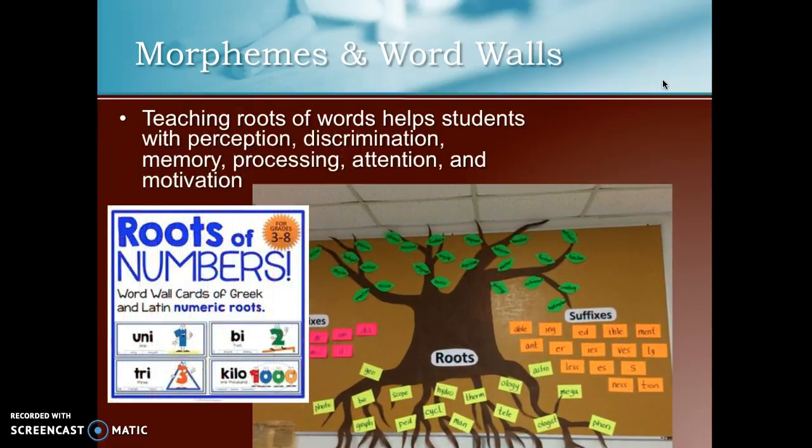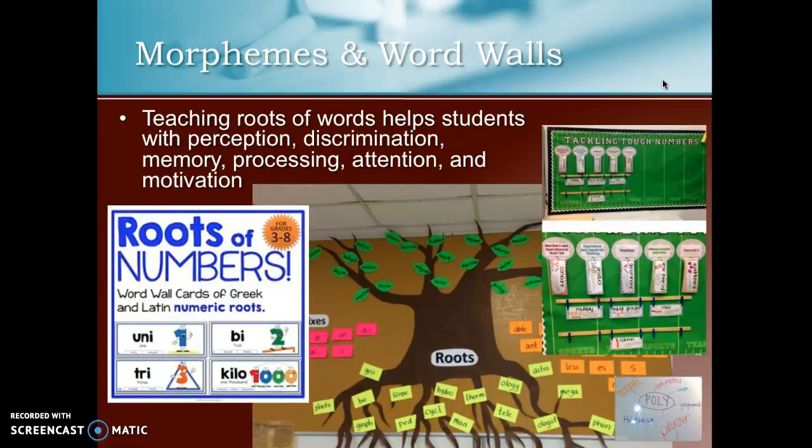So teaching roots of words will also help students understand connections between multiple words and therefore increase their vocabulary. This is especially important when teaching ELNs who often get vocabulary words mixed up. The word wall with the roots, prefixes, and suffixes is a great example of how to incorporate morphemes into a word wall. Also, there are many different downloads teachers can utilize to incorporate into their word walls and games for tackling math vocabulary.